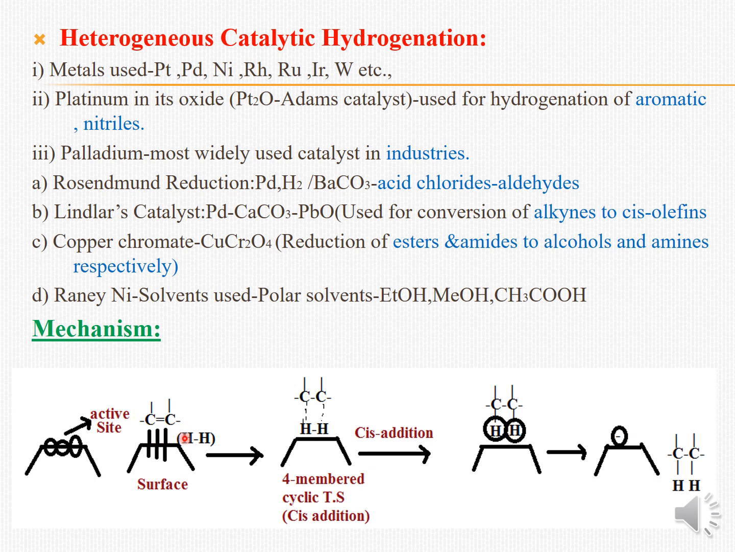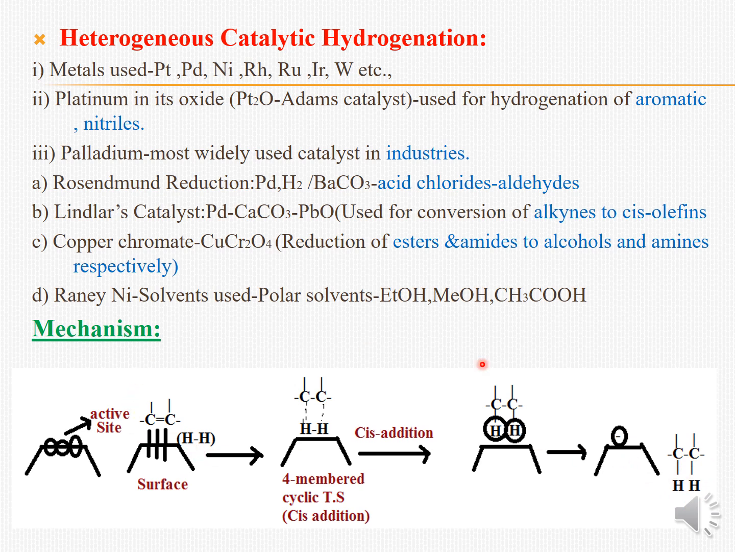Here what happens is this bond goes and attacks over here, and then this comes and binds towards here, and then cis addition takes place. Upon cis addition, first there is a formation of the transition state, and slightly it will try to leave the surface, resulting in the formation of your hydrocarbons in the fourth step.